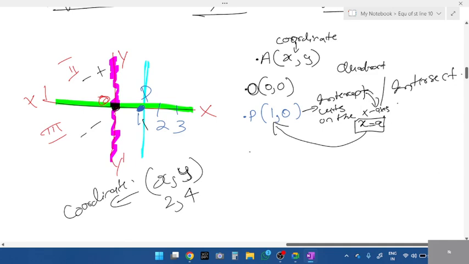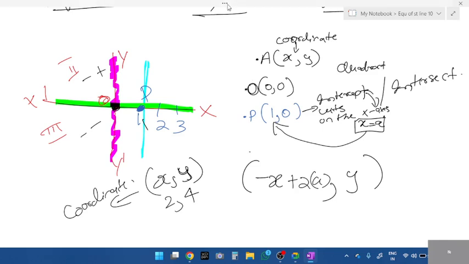Okay, intercept, intersect. The opposite is parallel, students. For parallel, it is always 0. So your x has 2 values. Whenever anything has 2 values, y will remain as it is. Whichever has 2 values, this is the formula: minus x plus 2a.